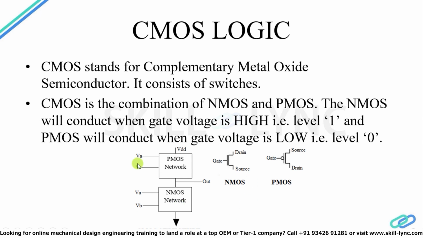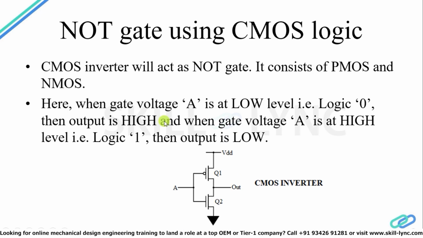So that is the CMOS structure, because to design any logic gate using CMOS technology, it is necessary to understand the basic concept behind CMOS logic. It consists of PMOS plus NMOS. PMOS and NMOS work in a complementary fashion: NMOS will work when the gate voltage is equal to 1, whereas PMOS will work when the gate voltage is equal to 0. First of all we will see the NOT gate using CMOS logic.